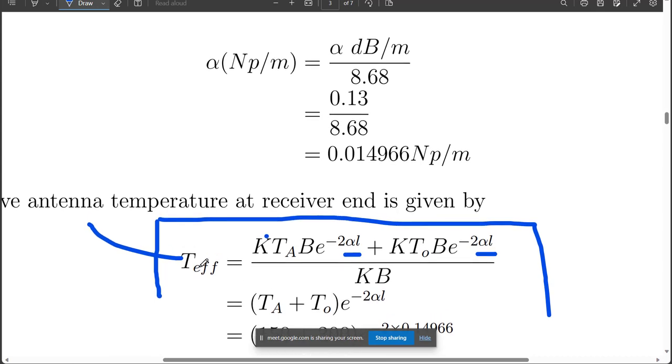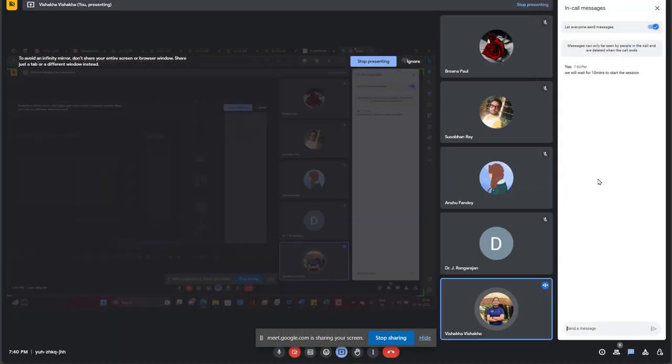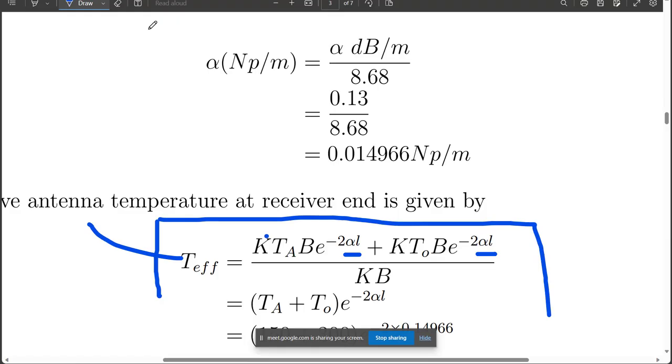Will you be able to find out T effective? Find out the value of T effective. Tell me in the chat. I'm giving you 2 minutes. Everything will be cancelled out, and you only have to find out TA plus T naught times e to the power minus 2 alpha L. Use your calculator and tell me the value of T effective in 2 minutes.